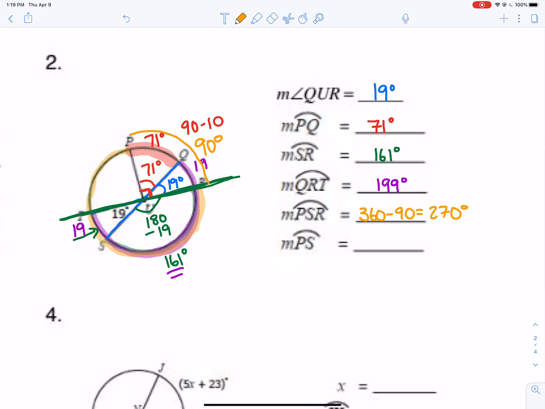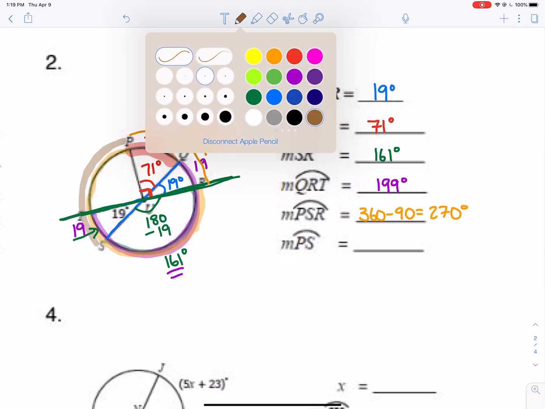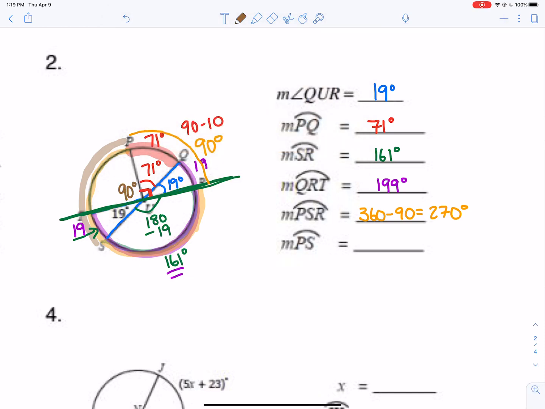And the last one is arc PS. So if you go to arc PS right there, you have this 90-degree angle. So you have a 90-degree arc plus the 19 degrees would give you 109 degrees total, because you just have to add those together to get arc PS.